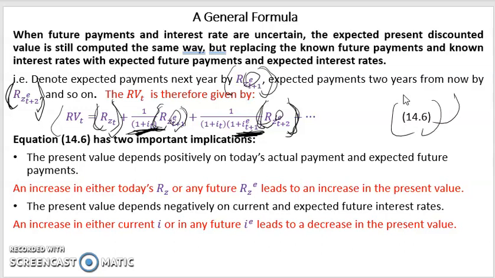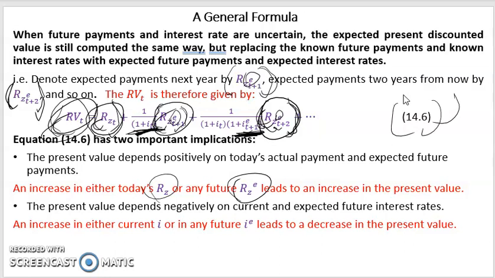So in essence, equation 14.6 shows us the expected present discounted value of an expected sequence of payments in the future. Using the present value, for example, equation 14.6 has two important implications. One, the present value depends positively on today's actual payment and the expected future payment, such that an increase in either today's payment or the expected future payment leads to an increase in the present value.